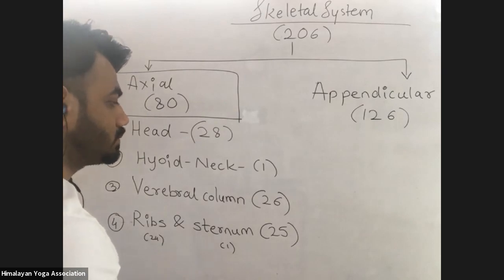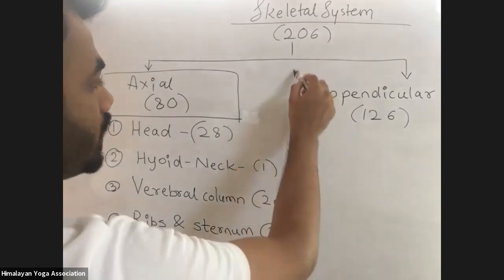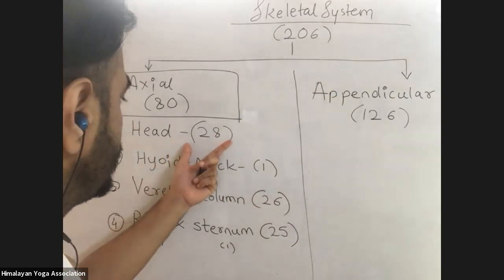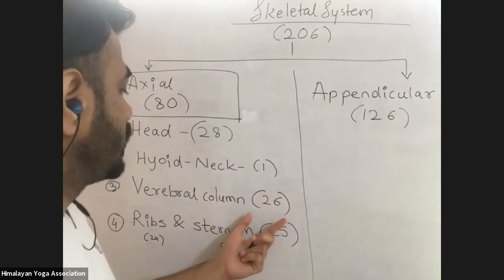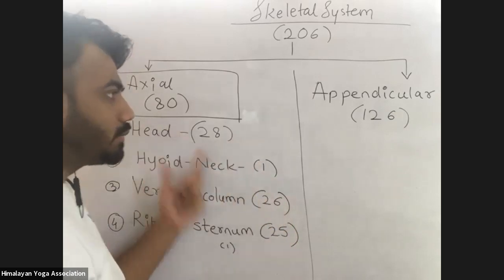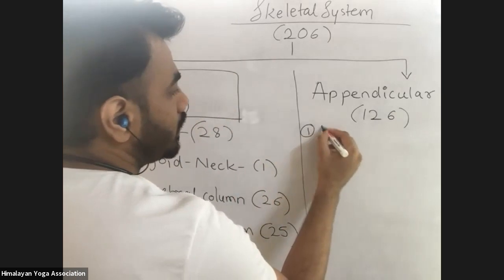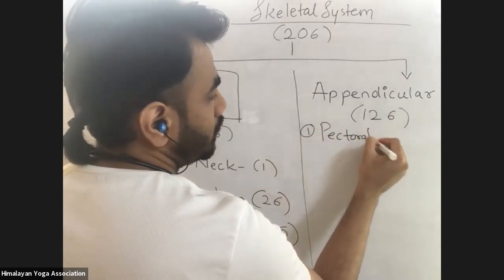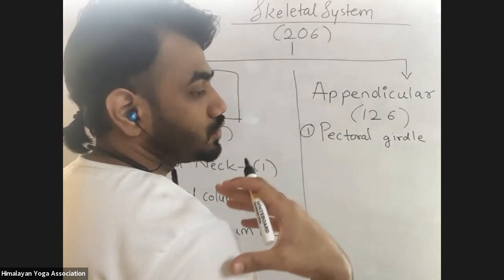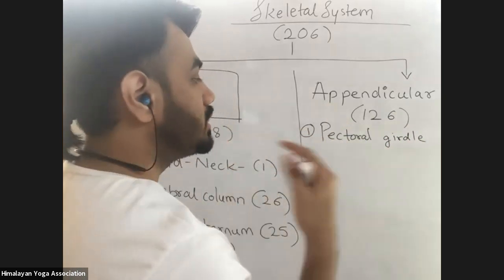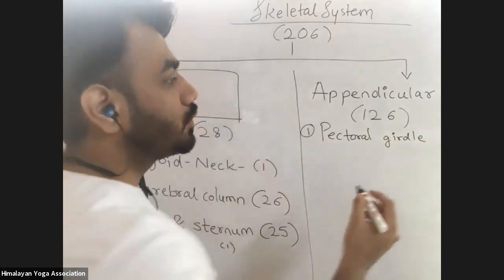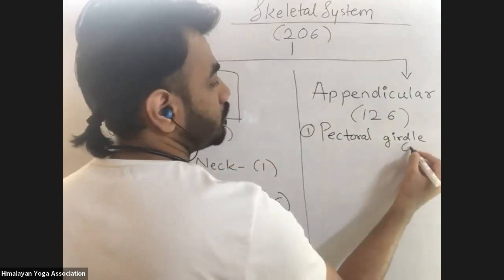Similarly, what about the appendicular skeletal? That we will see. So first let me see here 28 and we have 20, 52. So 52 plus 28, 80 bones. Appendicular skeletal: right over here we have seen the pectoral girdle. Pectoral girdle means the bones in our shoulder blade and collarbone, clavicle. These two bones on one side, so on both the sides, four. We have pectoral girdle, four bones.